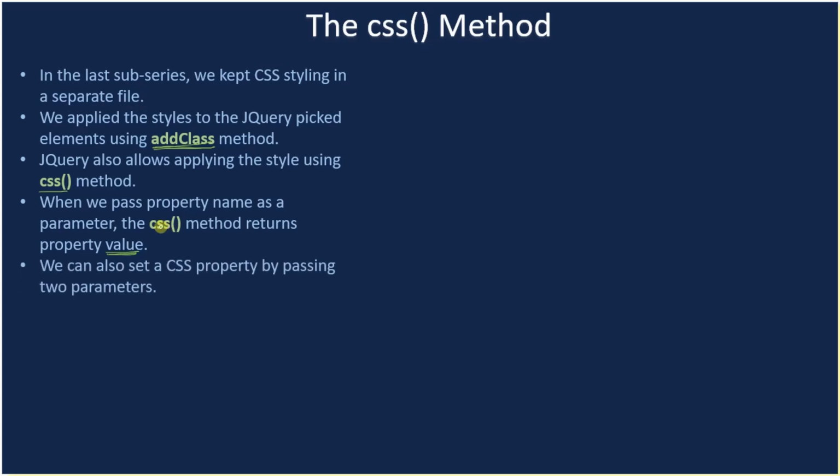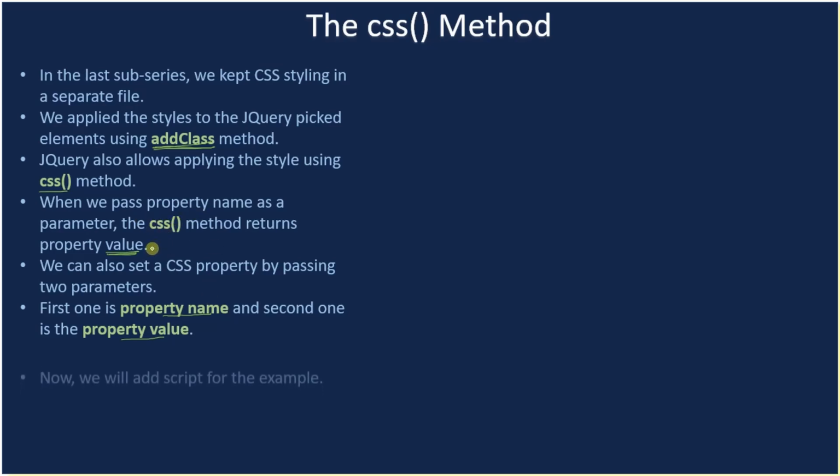We can also set a CSS property by passing two parameters to it. So there are two overloaded versions. When you pass only one parameter, it will return the current value. When you pass two parameters, the first one denotes the property name and the second one denotes the property value. If we take the same border width example, you can pass border width as the first parameter to the CSS method, then the new value you want to set you can pass as the second parameter. You see how powerful this CSS method is. You can apply any CSS style.